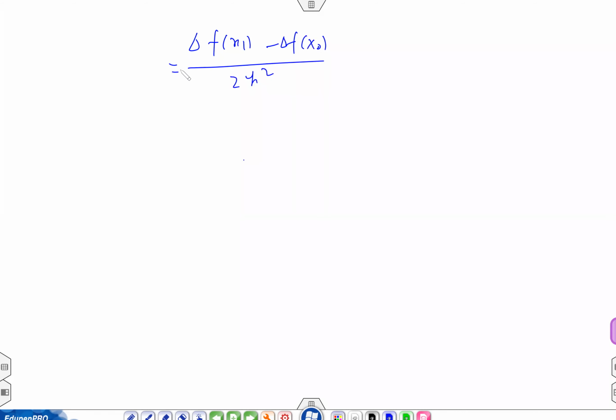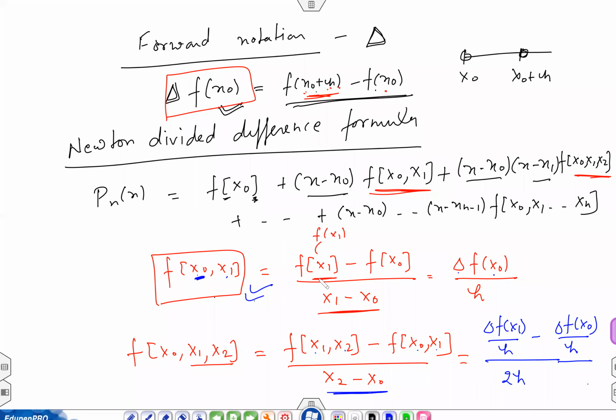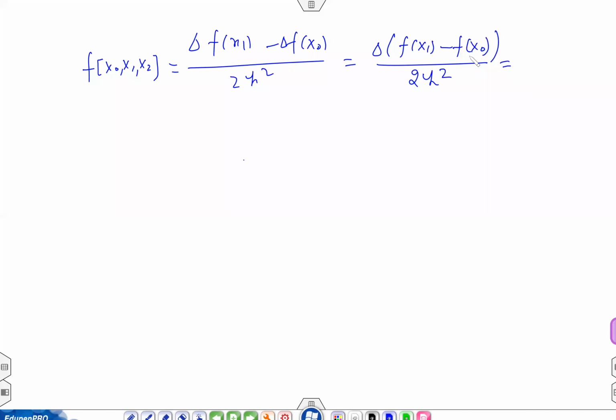Sorry. Del f x0 upon 2h square, that is the value of f of x0, x1, x2. If we take del outside, because it is an operator, it can be written as f of x1 minus f of x0 upon 2h square. This value is again f x1 minus f x0, which is equal to del f x0. So we can write it as del into del f x0 upon 2h square. This value is del square f x0 upon 2h square. So this is the value of f x0, x1, x2.